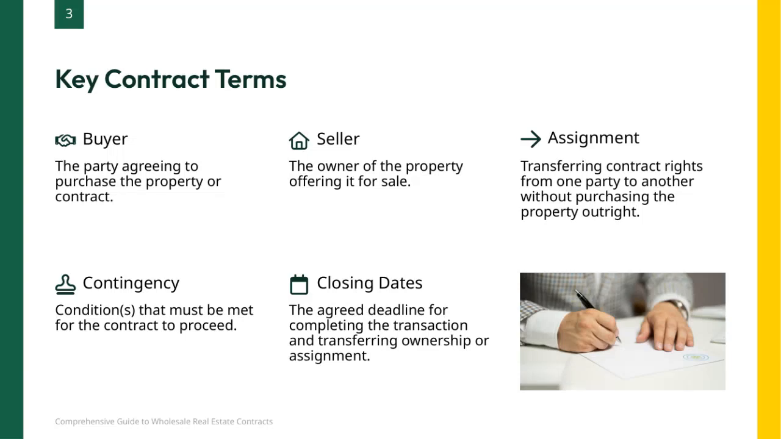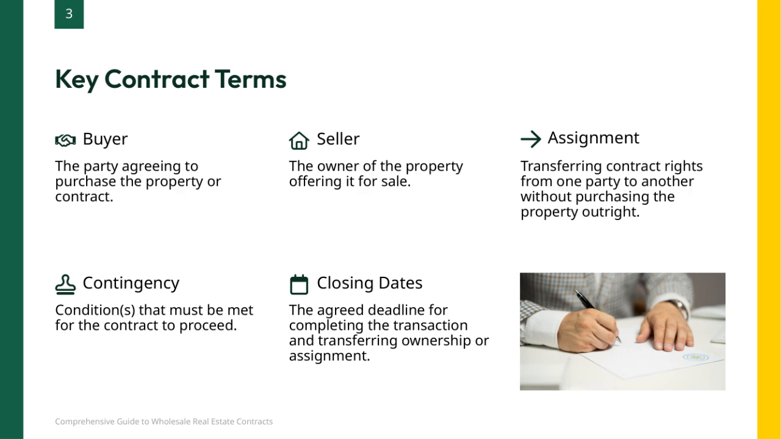Let's go over some key contract terms that are essential to understand. First, the buyer is the party agreeing to purchase the property or contract. Simply put, this is a person or entity who wants to acquire the property. The seller, on the other hand, is the owner of the property who is offering it for sale. Now, assignment is an important concept. It means transferring the contract rights from one party to another, without actually buying the property outright. So, someone can step into the contract without taking ownership immediately.